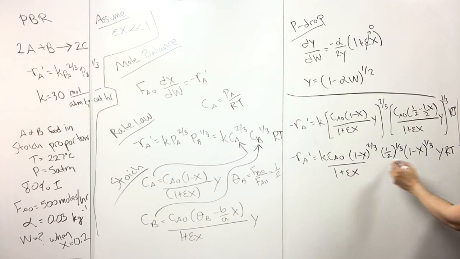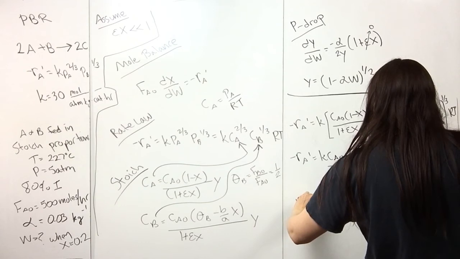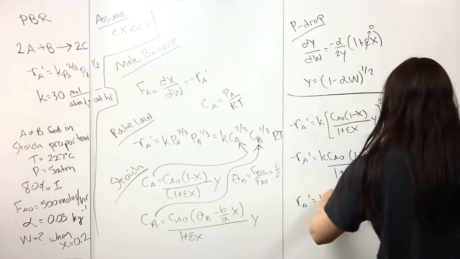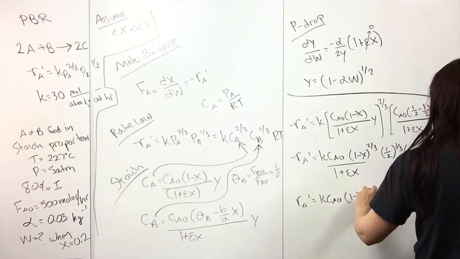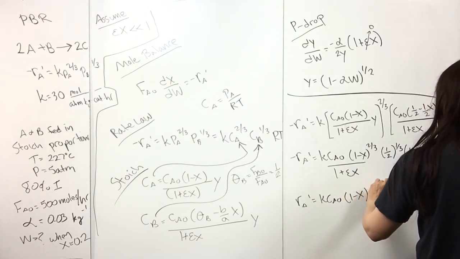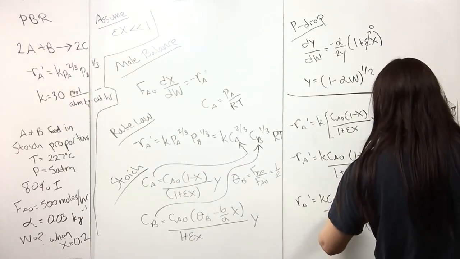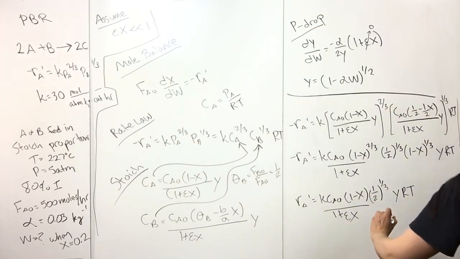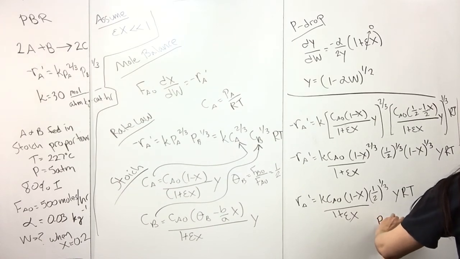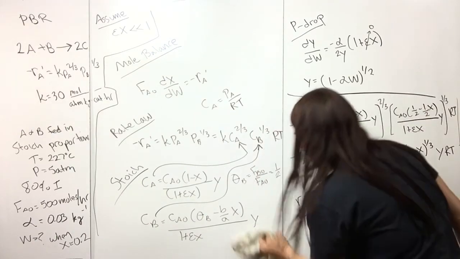So then I can combine this 1 minus x. So RA prime is equal to K CA naught (1 minus x) (1/2)^(1/3) y RT over 1 plus epsilon x. So then I know that PA naught is equal to CA naught RT, so I can combine those. I'm just going to erase some stuff real quick.